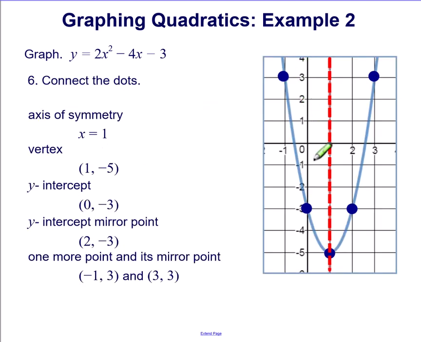We now have our 5 points, so we can connect the dots, step 6, knowing that we have the axis of symmetry at x equals 1. The vertex is at (1, negative 5). The y-intercept is at (0, negative 3). The y-intercept mirror point is (2, negative 3). And one more point with its mirror point occurs at (negative 1, 3) and (3, 3). These 5 points combine with a smooth curve to form a parabola.